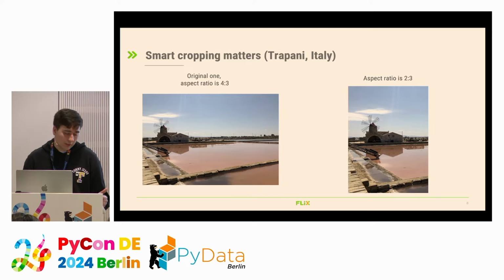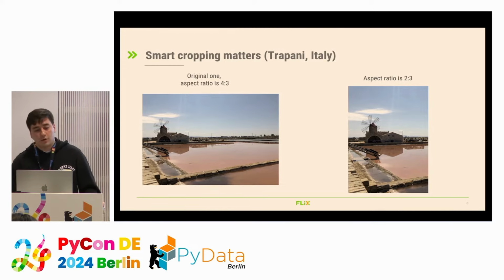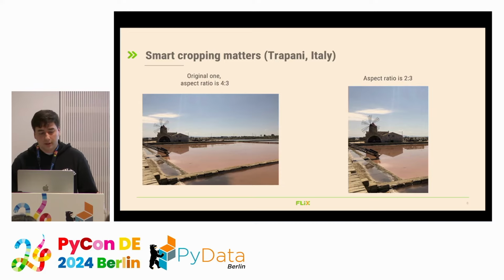For example, you might be tempted to just crop a rectangle from the center of the image. But in this case, of course, you might lose quality and crop some objects. So again, here is a real business case where we were collecting photos for relatively small or middle-sized cities in Italy. Trapani is a city in Italy, which is quite famous because of its mills.